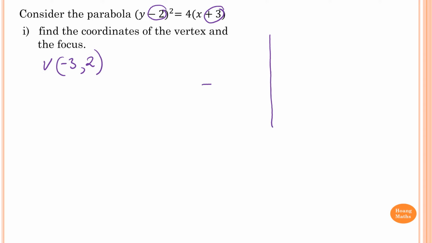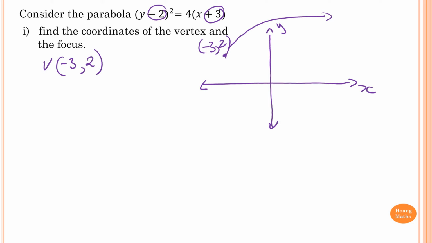So I just do a quick sketch first. Just draw the axes. This is x, this is y. Now the vertex is (-3, 2), roughly here. That's the vertex. I quickly draw a parabola, and it's positive, so it's facing this way. And then just roughly. Now, this is the equation of the axis of symmetry.